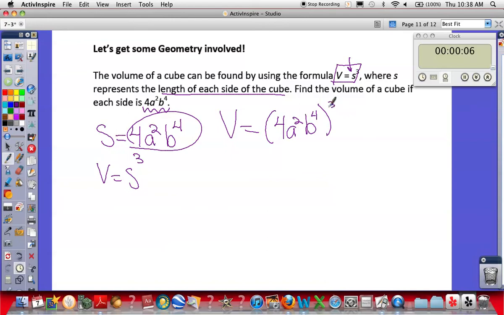all cubed. Distribute your cubed in, and you get your volume is 4 cubed. A to the 2 times 3 is 6. B to the 4 times 3 is 12. Last but not least, 4 cubed is 64. A to the 6, B to the 12 units cubed.